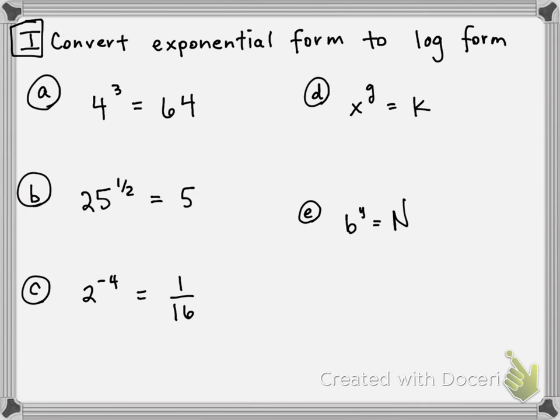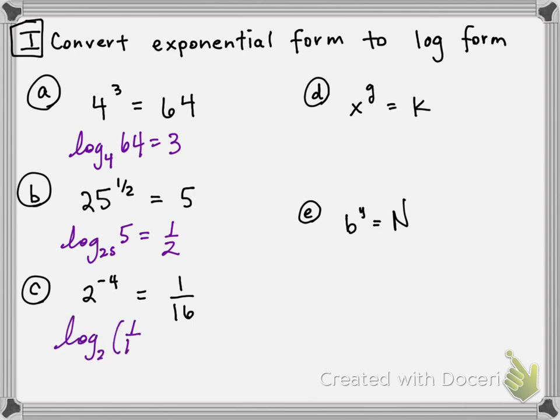Okay, let's now convert from exponential form to logarithmic. When we convert, we need to identify the base, the power, the argument, and then we need to use our notes from the last slide to remember that it's going to be log base argument equals power. So for the first one, we would have log base 4 of 64 equals 3. Second one would be log base 25 of 5 is equal to 1/2. Third one, we'd have log base 2 of 1/16 equals -4. For the fifth one, D, we'd have log base x of k equals g. And the last one, we'd have log base b of n equals y.